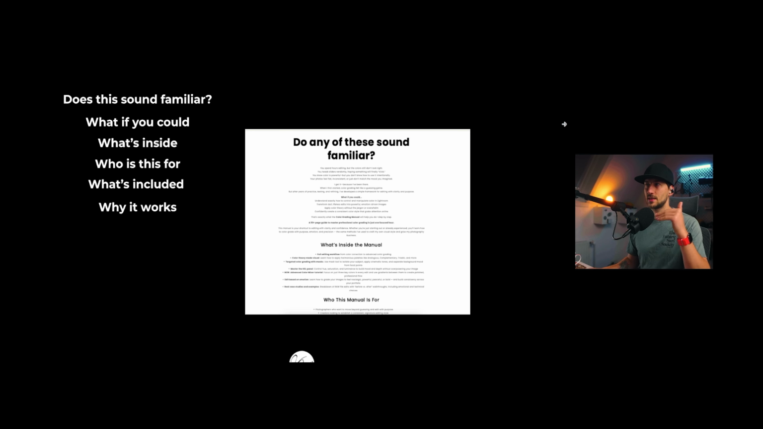Next, does this sound familiar section? It will contain what if you could, what's inside, who is this for, because you want to repel the audience that this is not for, what's included, and why does this work. So, does any of this sound familiar?